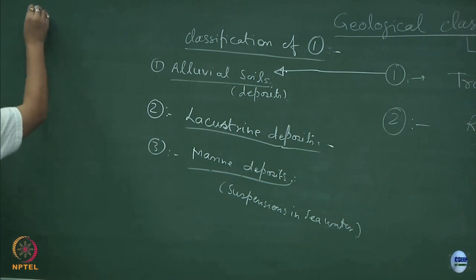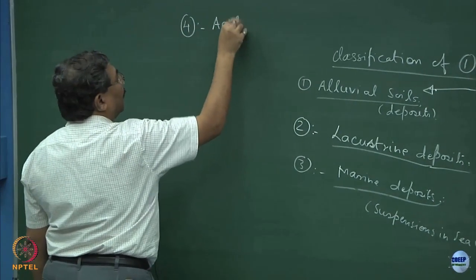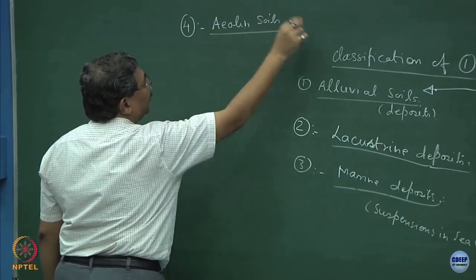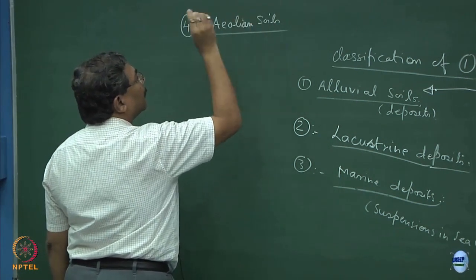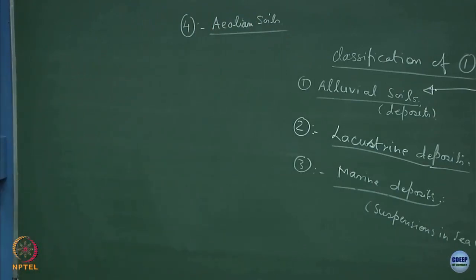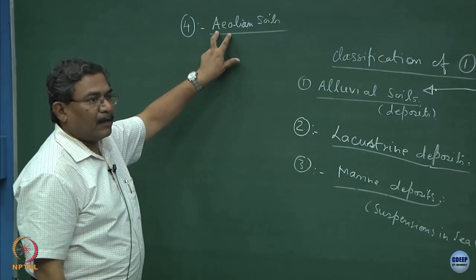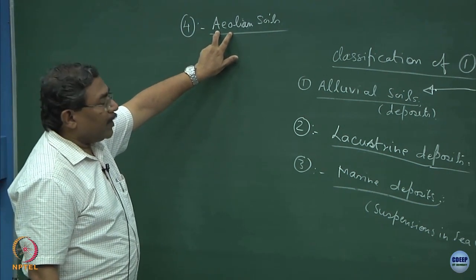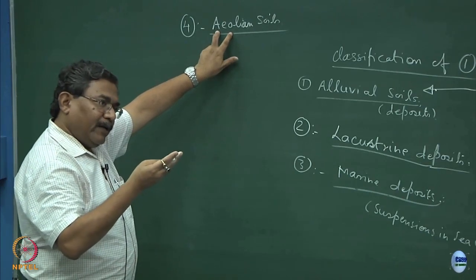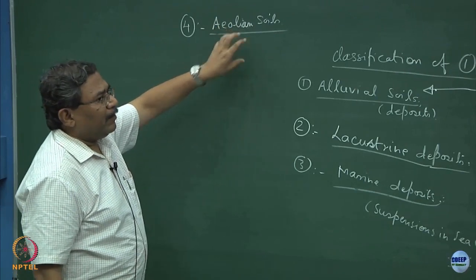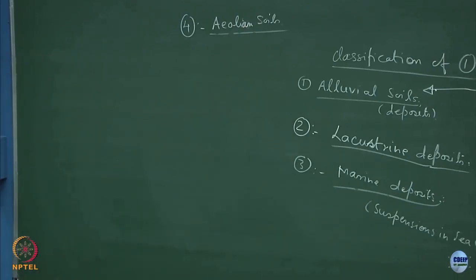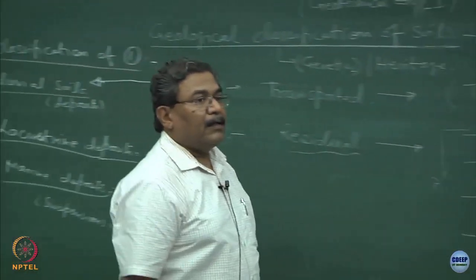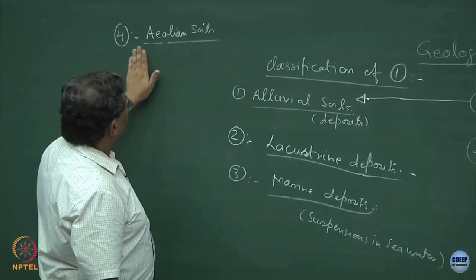Then we have the fourth category as aeolian. We call them aeolian soils. What are aeolian soils? Aeolian, A-E-O-L-I-A-N, aeolian. Aeolian has something to do with the air, clear? Aero. These are the soils which have been lifted up by wind activity, and very fine particles, they got deposited, and hence aeolian. So most of the transported soils which you have in Jaisalmer, Barmer, Bikaner, the western part of India, these are all aeolian deposits, clear.